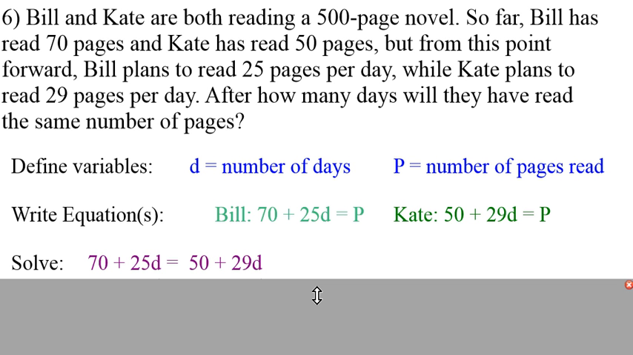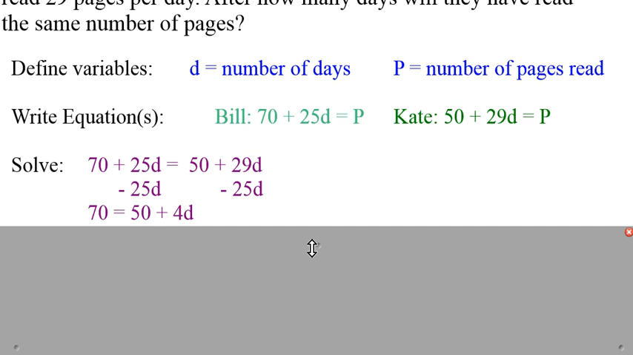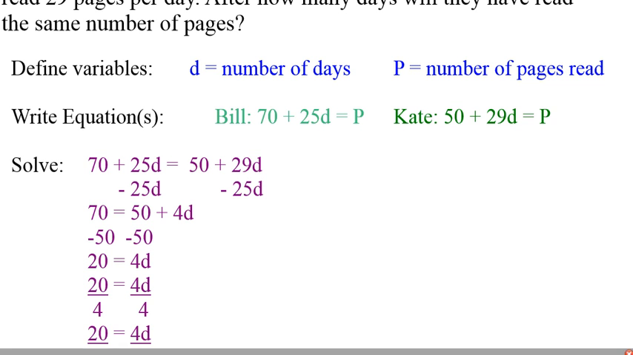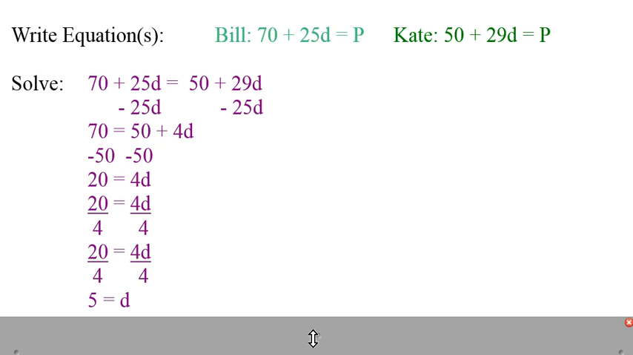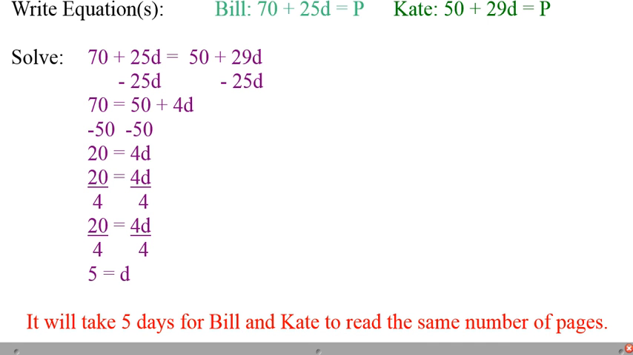All right, so let's solve for D. You have no fractions to eliminate, no distribution, so what's your lowest variable? 25D. So undo that addition here, we're going to subtract it from each side of the equation. Now we have an addition of 50. To undo that, subtract from each side. Here we have a multiplication to undo, so we'll divide that from each side. So that means that D equals 5. So it will take 5 days for Bill and Kate to have read the same number of pages.